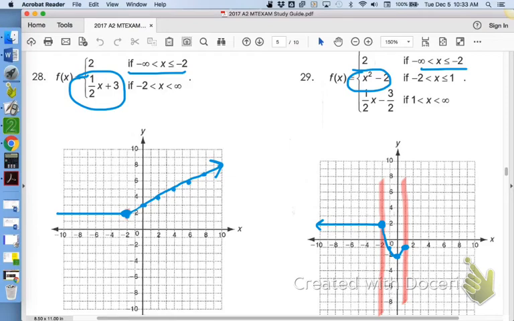And then finally, to the right of 1, we have this lovely equation. That should be fun. Negative 1.5 would be right about there, and then I'm going to rise 1, run 2.